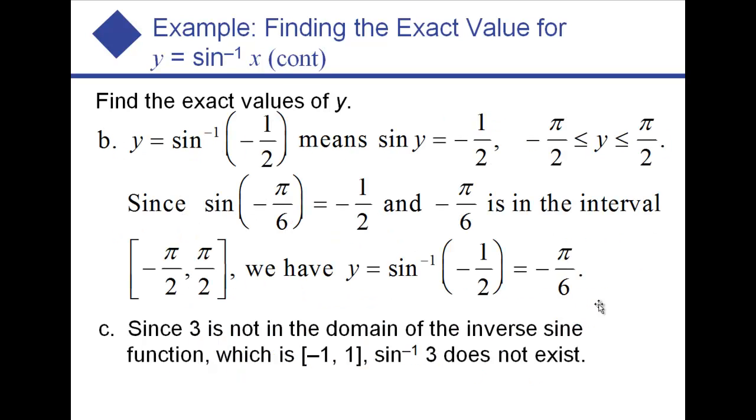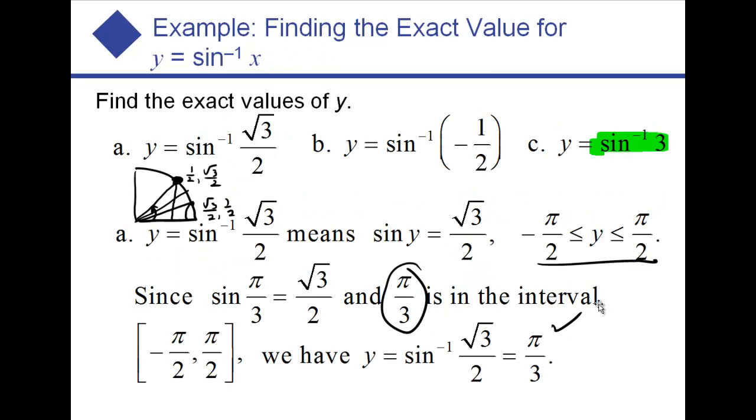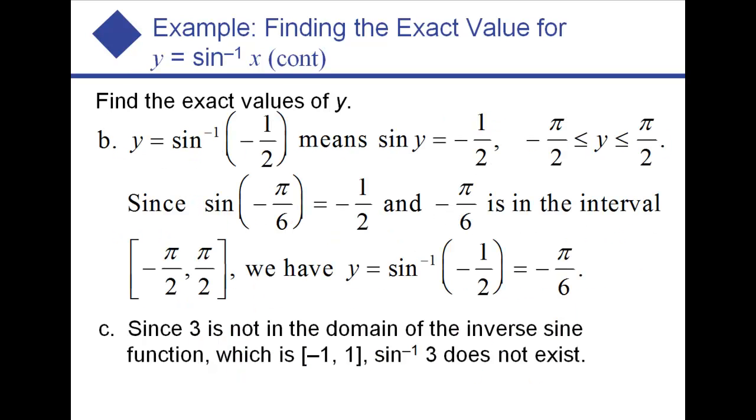Okay, the next example, they want to know when does sine give you negative 1/2. Well, if we go back to our picture, we know that sine equals positive 1/2 here at 30 degrees. So wouldn't it be negative down here at negative 30 degrees, or negative pi over 6? And lo and behold, negative pi over 6. Since 3 is not in the domain, we can't even do it.